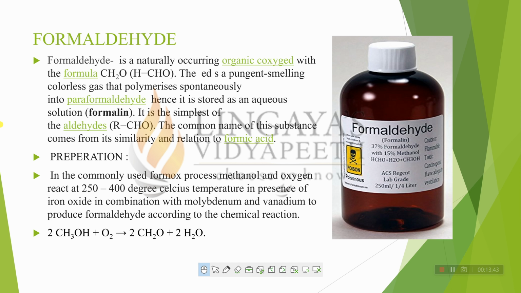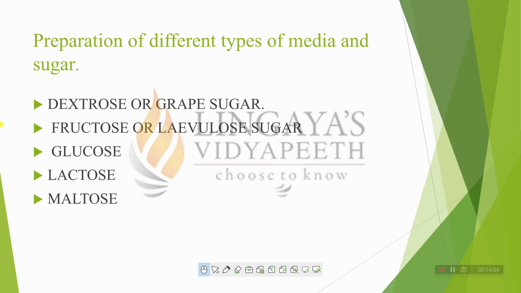Alright. How is it produced? It is produced by combining methanol and oxygen. They will react at 250 to 400 degrees Celsius in the presence of iron oxide in combination with molybdenum and vanadium to produce formaldehyde.